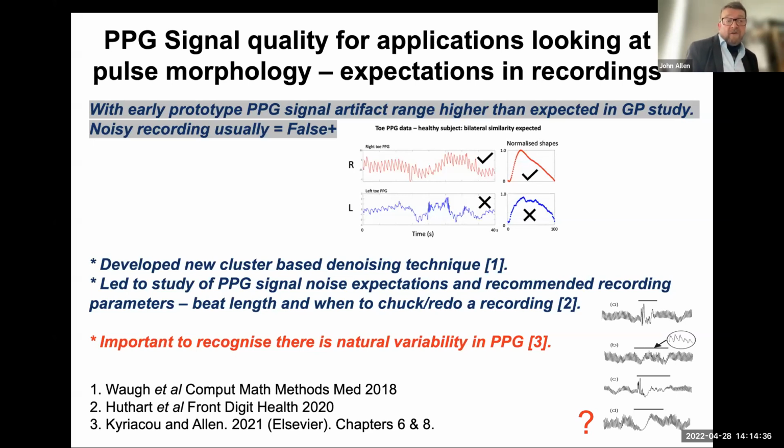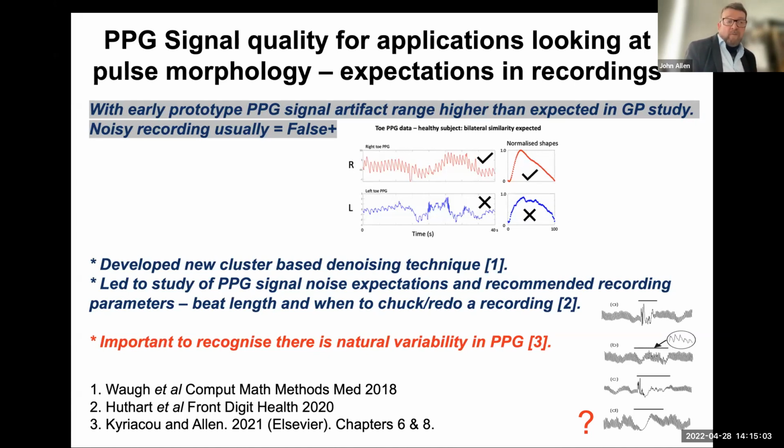And also led us on to another study, my colleagues and I, and Dr. Sam Huttart, looking at, well, what's expected really. What do you recommend in terms of how long you record for, and when to actually throw a recording in the bin where you can't even salvage it. You haven't got a chance of salvaging it, because with PAD, you tend to be looking at information related to pulse shape. So it should be higher fidelity than perhaps for other types of assessments.